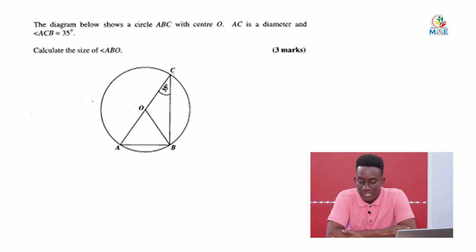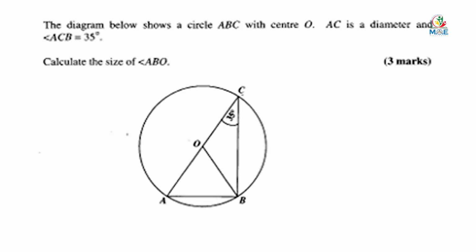So the next part says, the diagram below shows a circle AB with center O. AC is a diameter and angle ACB is equal to 35 degrees. So we see here is 35 degrees, and they want us to calculate the size of angle ABO. So ABO would be this angle here they want us to find.